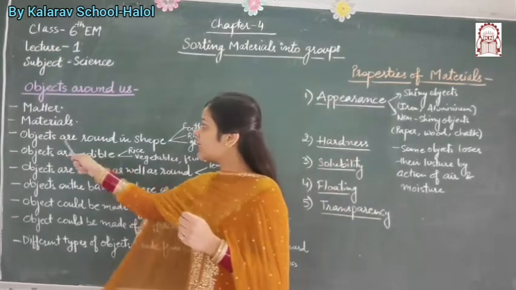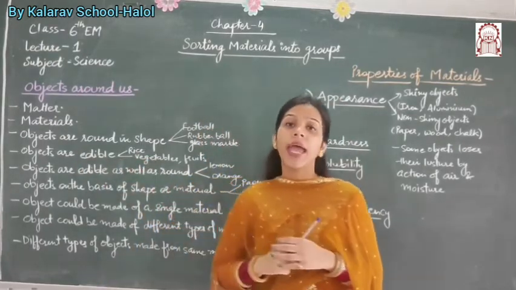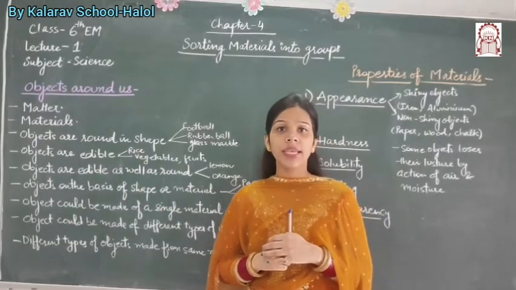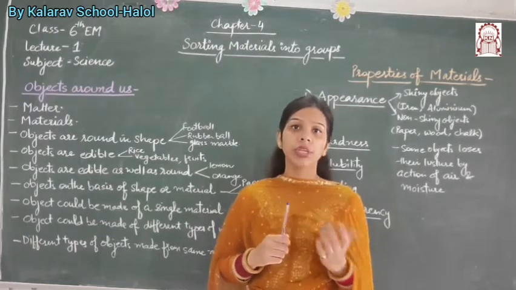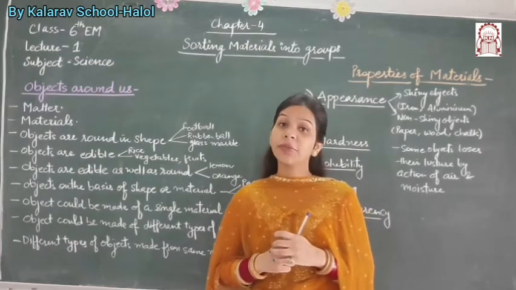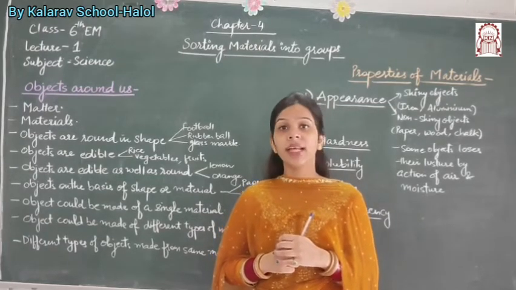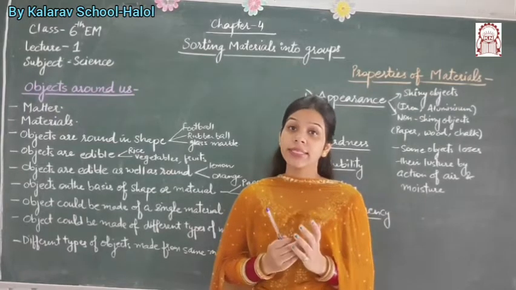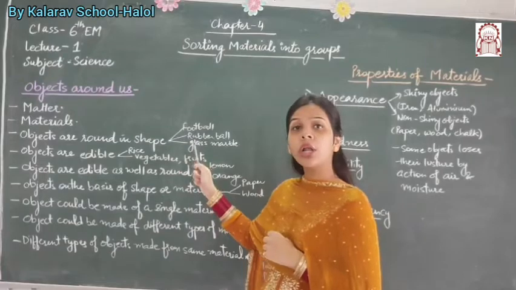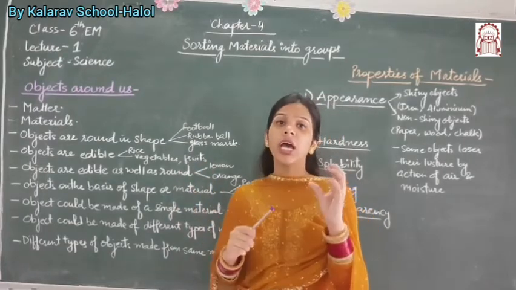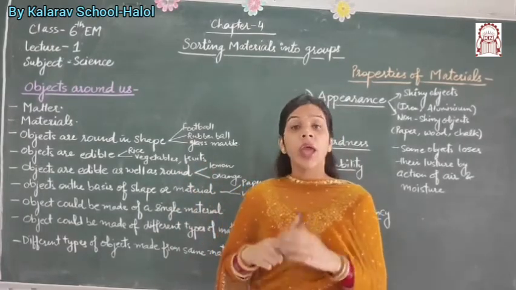Firstly, the objects that are round in shape. In day-to-day life, you can see different types of objects that are round in shape. Can you give me some examples of objects that are round in shape? Yes, there are a number of examples, that is football, rubber ball, glass marbles which are round in shape.